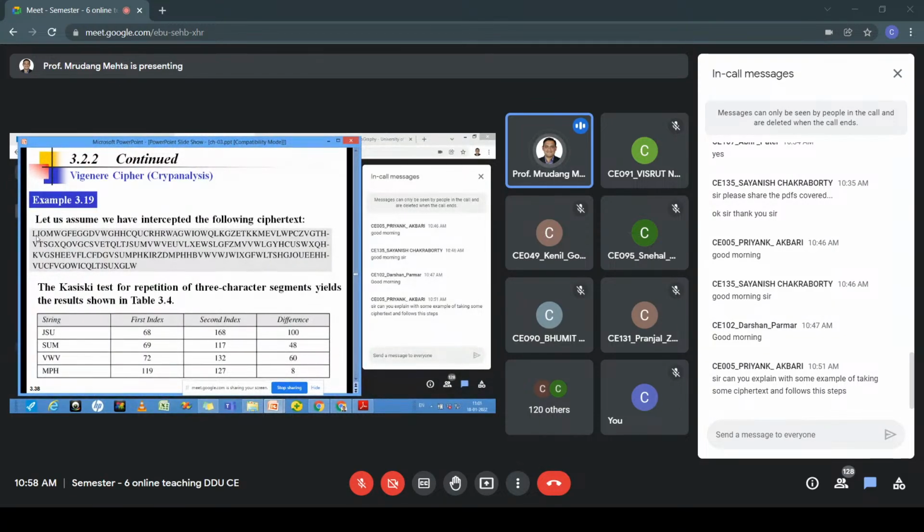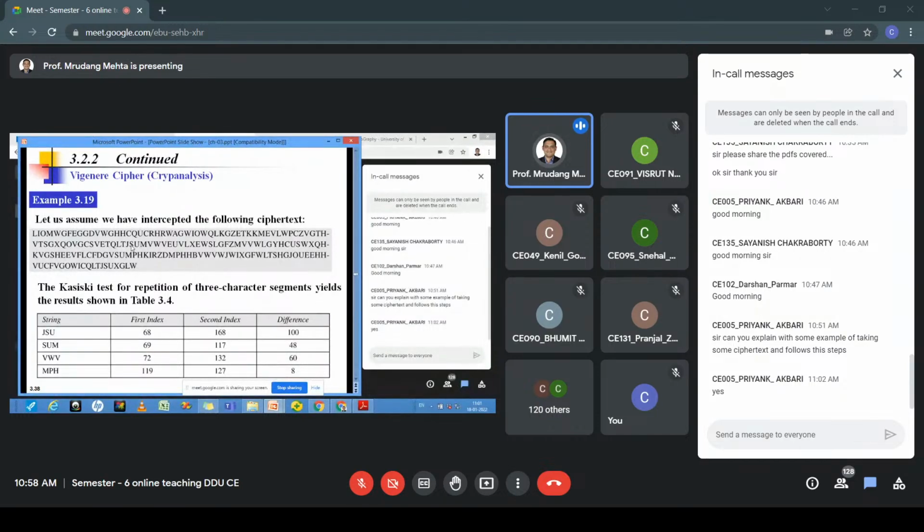If you start counting from this 1, 2, 3, 4, 5, 6, 7, 8, 9, 10, 11, 12, like that, then at the first index of 68, you will find JSU. If you see this, the first index is JSU. Can you see this JSU word in this long string?